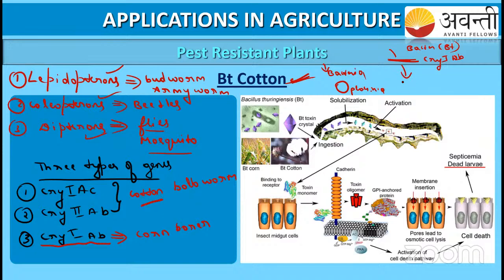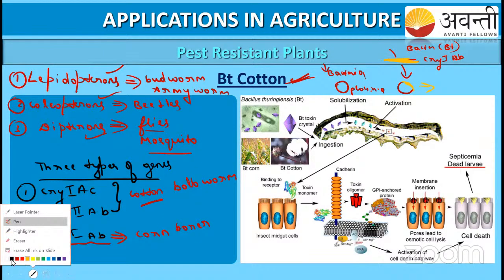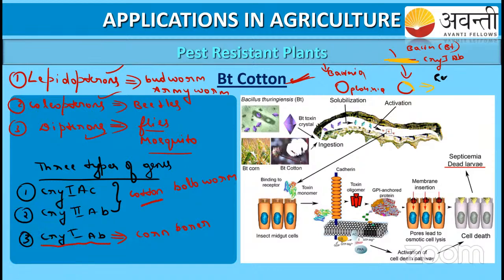Now I am going to insert this Cry1AB. I will take the yellow color, so this will be the Cry1AB. Then it has become the recombinant DNA, right? So this is the recombinant DNA. Now this recombinant DNA I am going to insert into the plant through the agrobacterium.